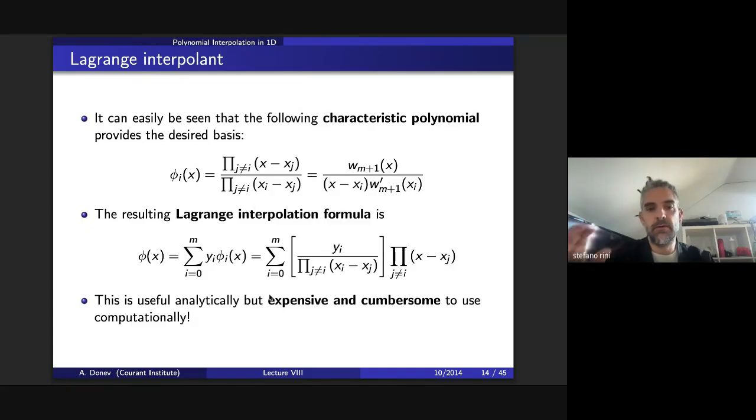So this will give you the Lagrange interpolation formula. Here you have the phi of x, your interpolation of the function, the sum of y_i phi_i(x). As we said, these are two equivalent ways of expressing the polynomial interpolation. You put the value of the function in the y_i, you have the normalization factor at the bottom, and here you have the product of all the x_i minus x_j.